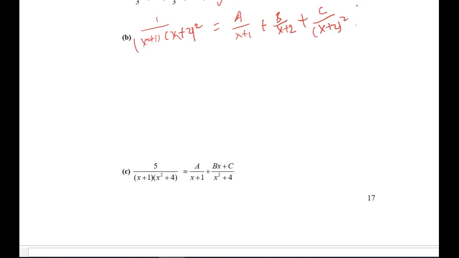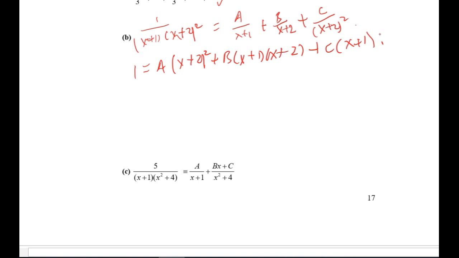So what do we do from here? As before, we are going to multiply throughout by the denominator. So we are going to get 1 on the left hand side, and on the right hand side, we are going to get A times (x plus 2) squared plus B times (x plus 1)(x plus 2) plus C times (x plus 1).